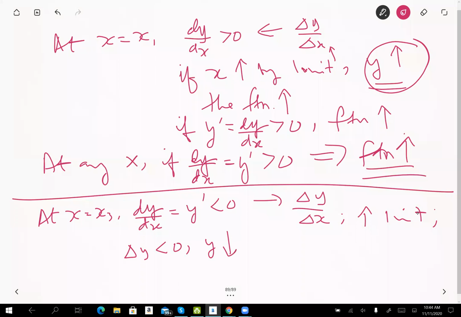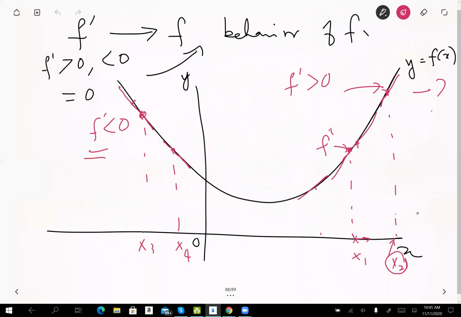Now, when y decreases, that means the function decreases. So if you look at the point again at x3, if x increases by 1 unit, x will go that way, from x3 to the other point. So delta y is going down, and the function will go down, or y will decrease. So our conclusion is this.